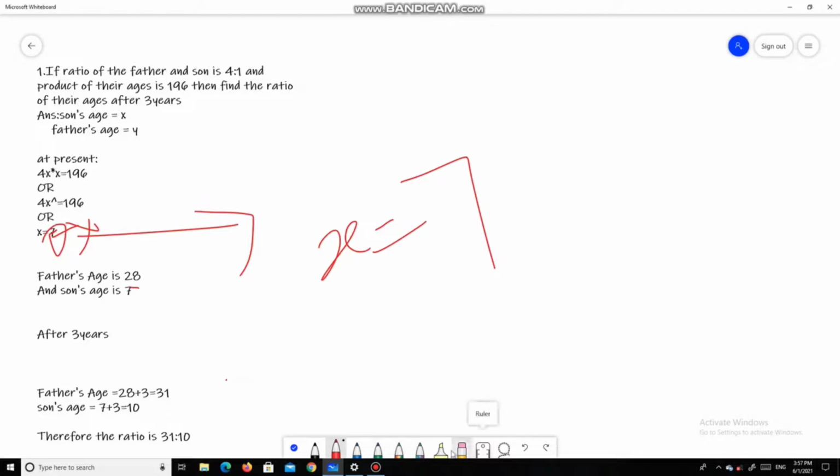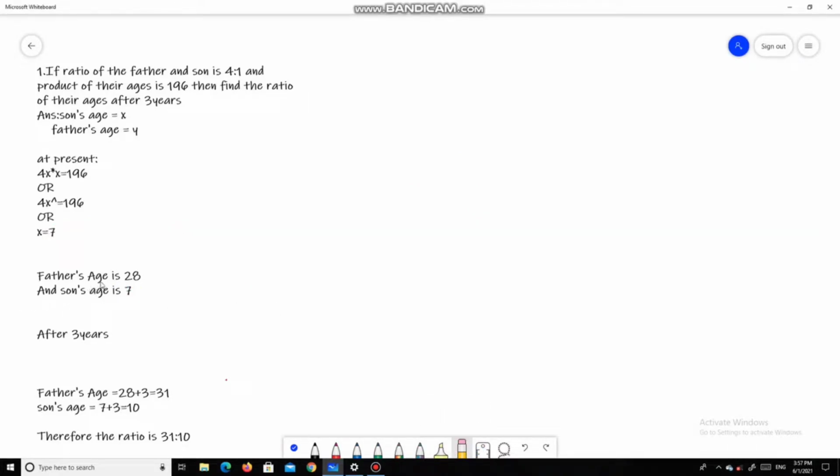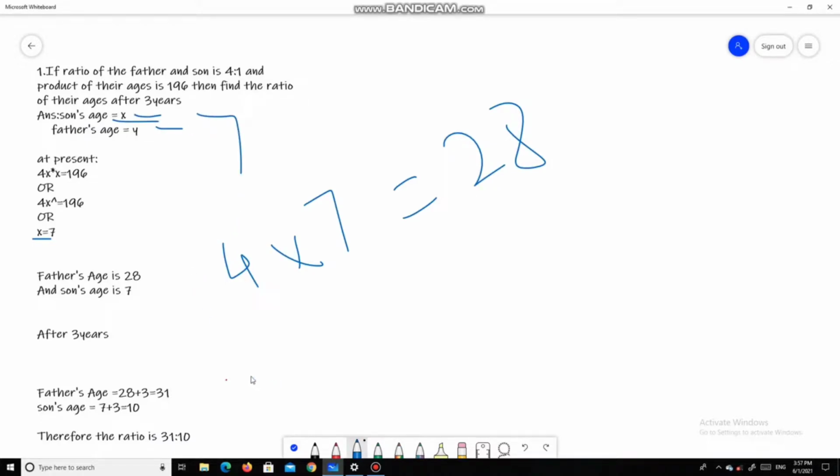Okay, next step. Now father's age is 28. How? 4 into 7 is equal to 28. And the son's age is x, and we found that x is equal to 7. So we got that.